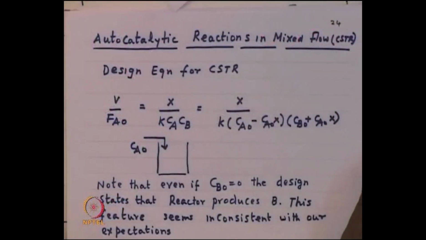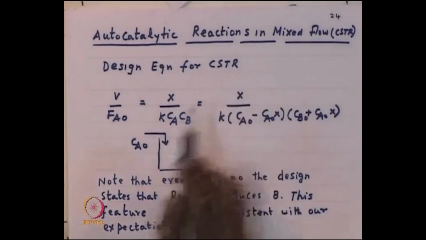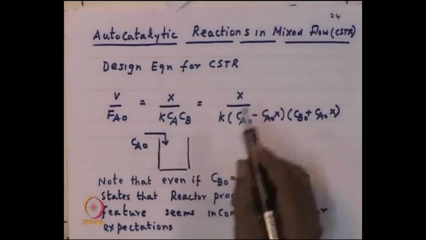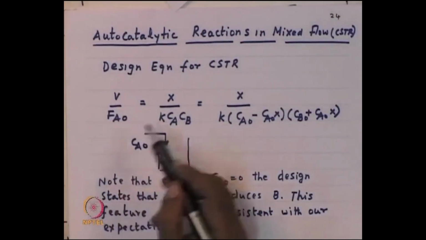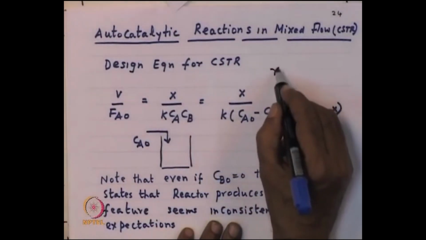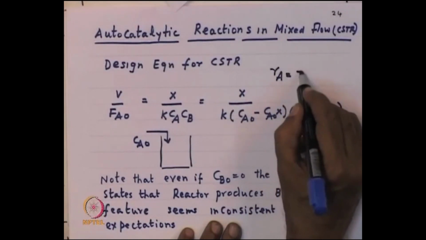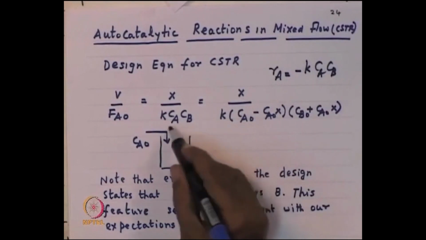Now, there are some interesting issues that happen in autocatalytic reactions, something that some of us may have appreciated, but I thought it is important to draw attention to this. When you write the design equation for a CSTR in which an autocatalytic reaction is taking place, it looks like this: V by F A 0 is equal to x by minus R A. Our R A value is minus k times C A C B. I have substituted this with a minus, therefore it has become a plus sign.